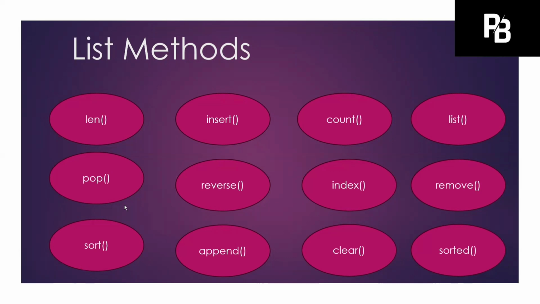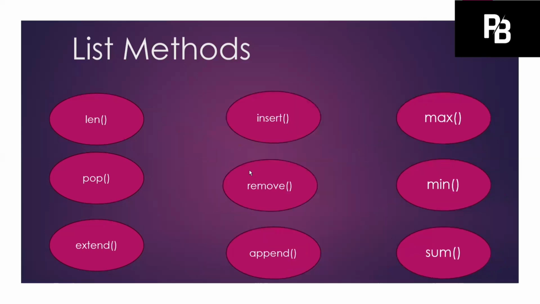As you already know, we started our list topic and we already covered list introduction, slicing and the basic part of list. Today we have list methods in our session. In list we have so many functions. In today's session we learn a total of 9 functions: len, pop, extend, insert, remove, append, max, min, and sum. We learn these 9 methods in today's session.